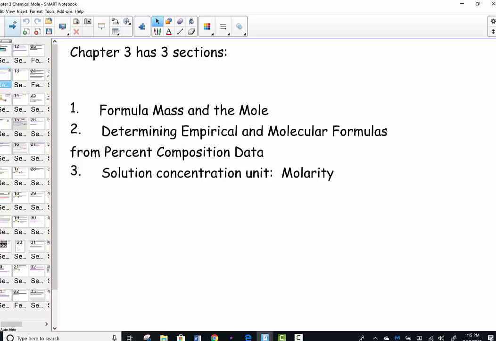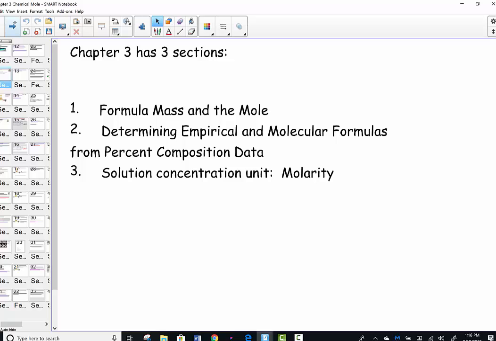the next section where we determine empirical and molecular formulas given some mass percentages. So if I know a compound's mass percent, the elements and their contribution to the weight, we can use that information to determine its chemical formula. And the last section is called molarity, which is the concentration of a solution.